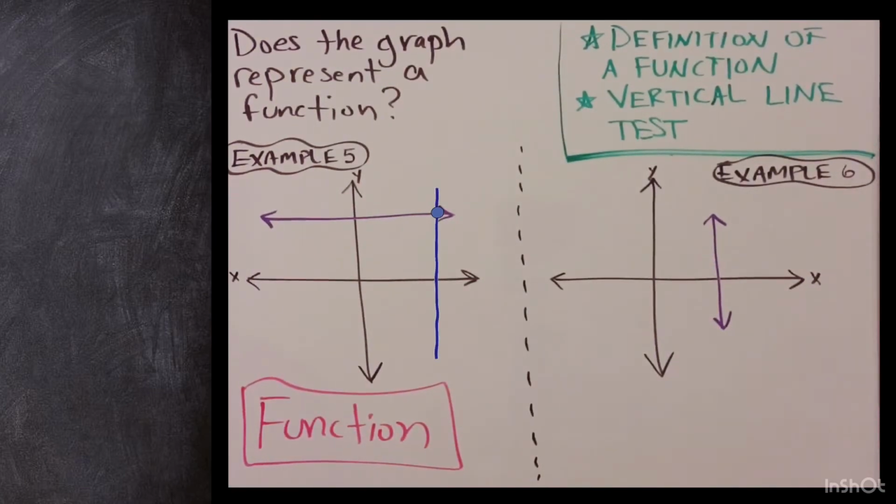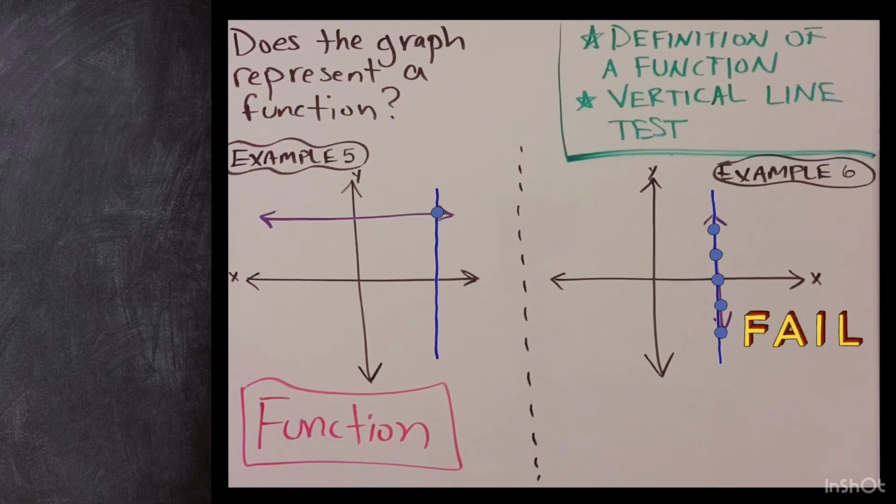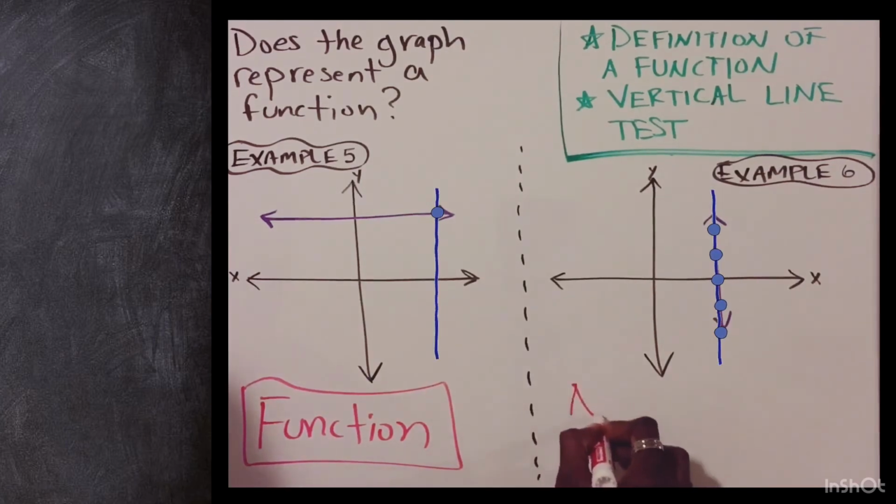Let's look at example number 6. This is actually a little different. When we do our vertical line test, we see that our vertical line meets the graph at infinitely many points. So this is more than 1, this is more than 2, the number actually never stops. So this definitely fails the vertical line test. The x value repeats many times. So our answer is that this is not a function.